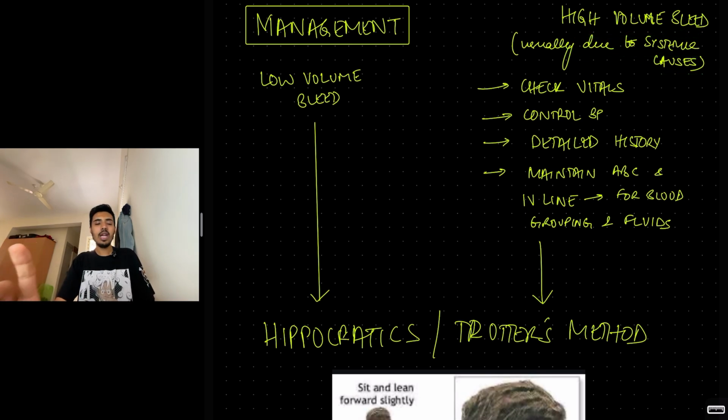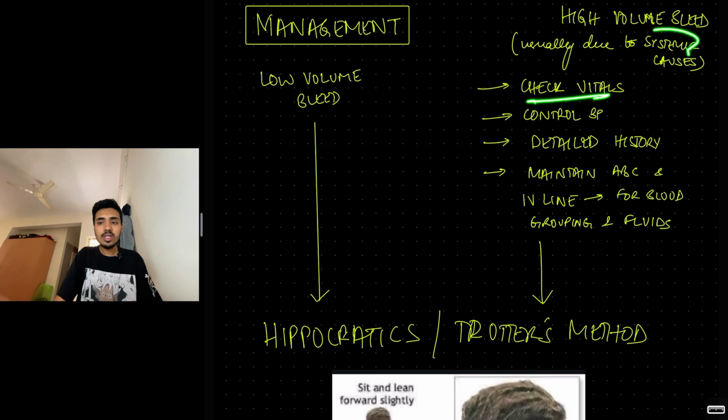So, when you have high volume bleeds, first thing you need to do is always check the vitals and control the blood pressure. During epistaxis, if you have uncontrolled hypertension, it is very, very bad, and leads to excessive blood loss. So you have to control the blood pressure. First thing you have to do is check blood pressure, control the blood pressure, check vitals.